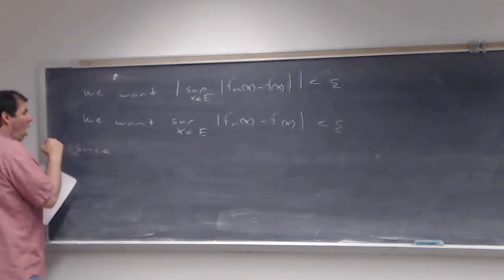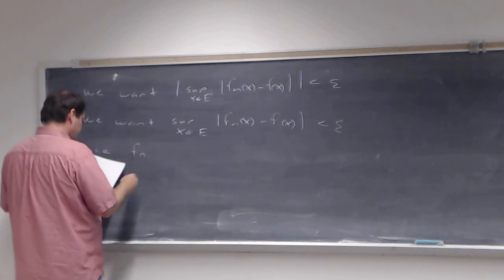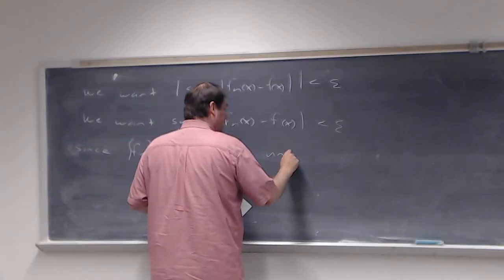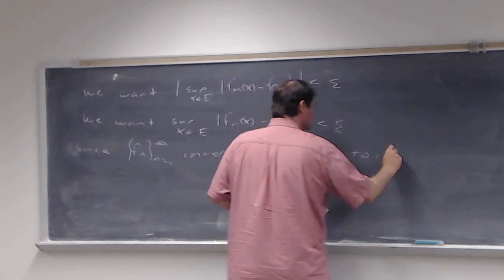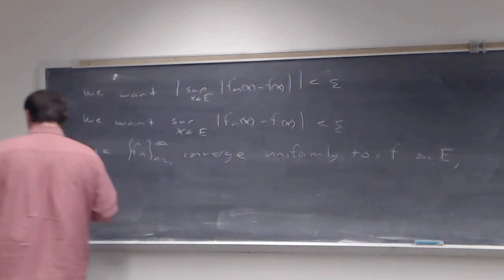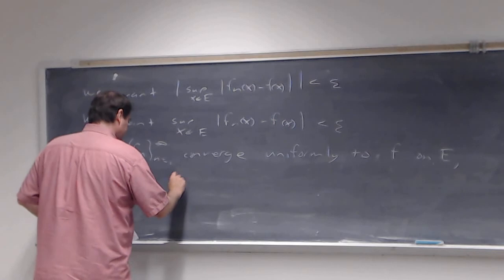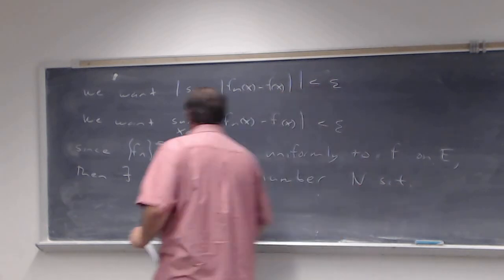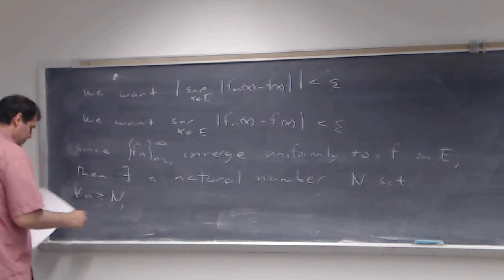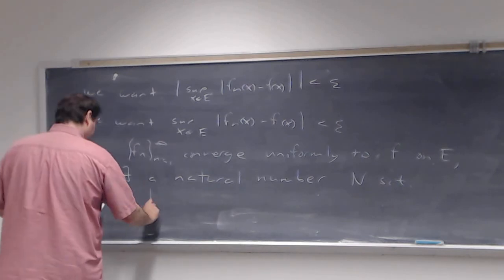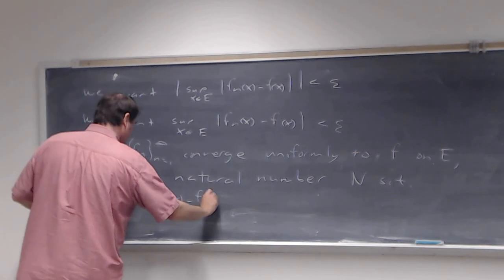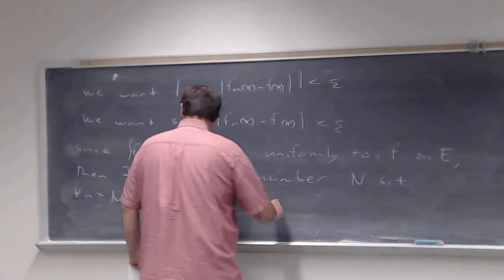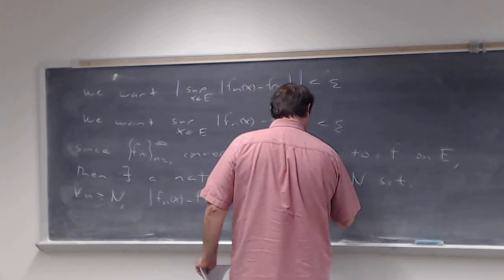Okay, but since f sub n converges uniformly to f on E, then there exists a natural number big N such that for all n bigger than or equal to this big N, the norm of f sub n of x minus f of x will be less than epsilon over 2, let's say, and that's for all x an element of E.